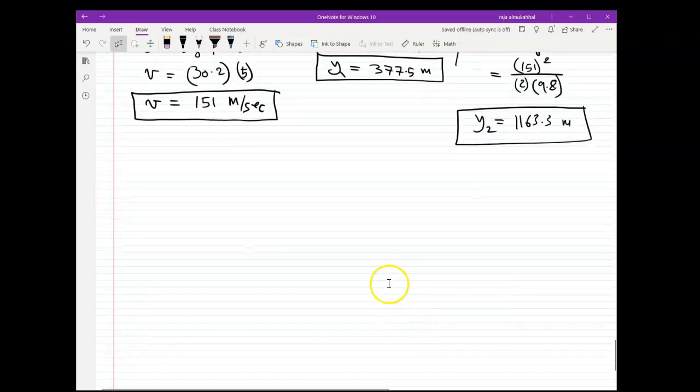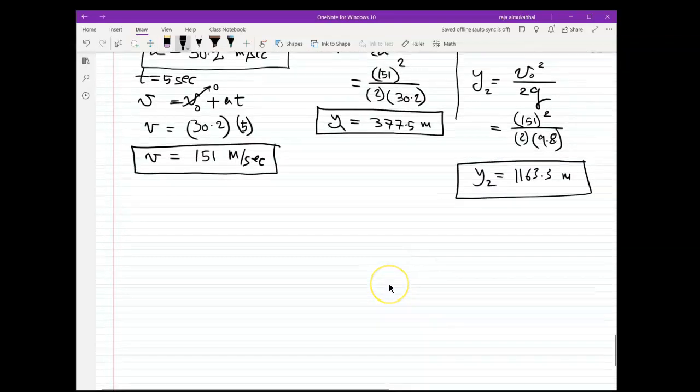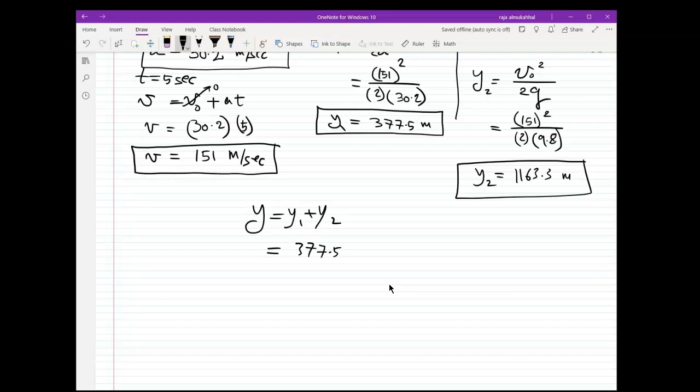You just plug it in and you will find it. And therefore, the final answer: the total height reached by the rocket is y1 plus y2. So that will be equal to 377.5 plus 1163.3, and the answer would be 1540.8, or 1.5 kilometers. That's about 1 mile. That's pretty high. Okay, and there we go.